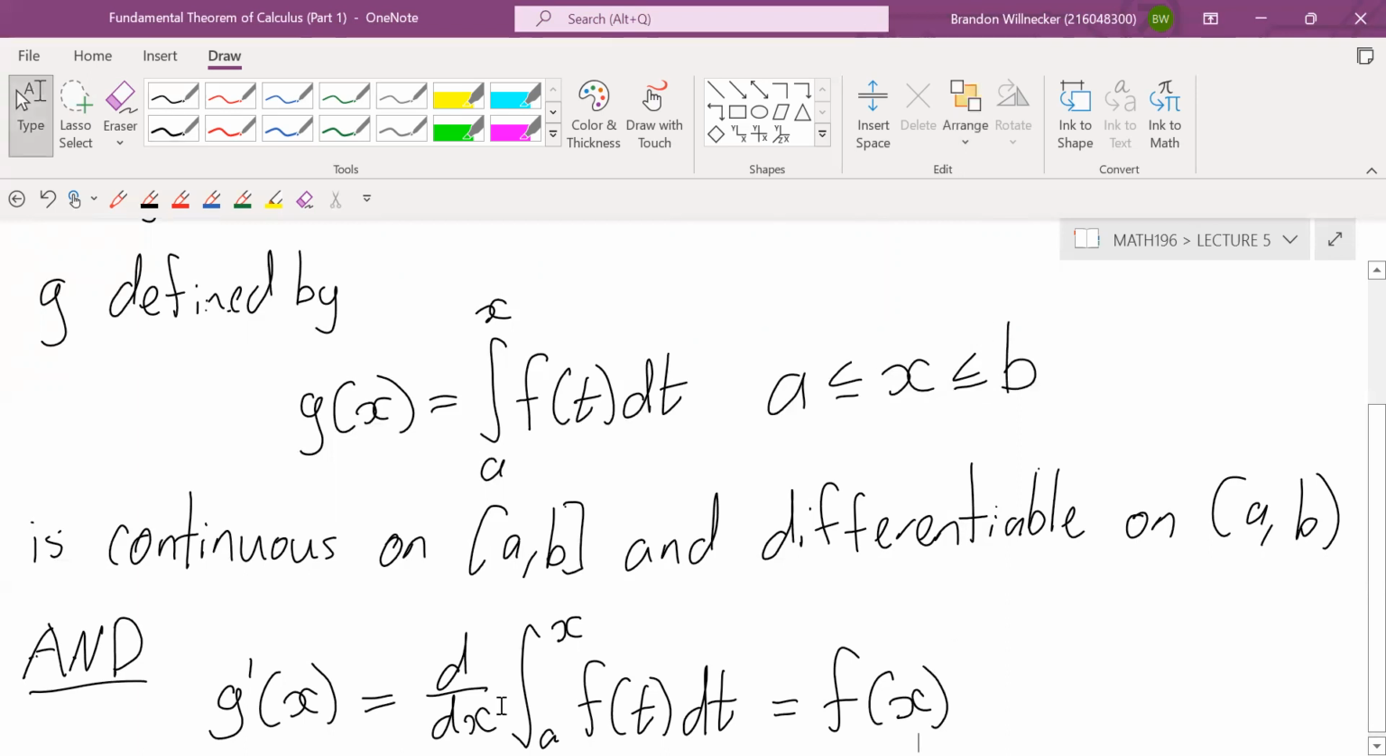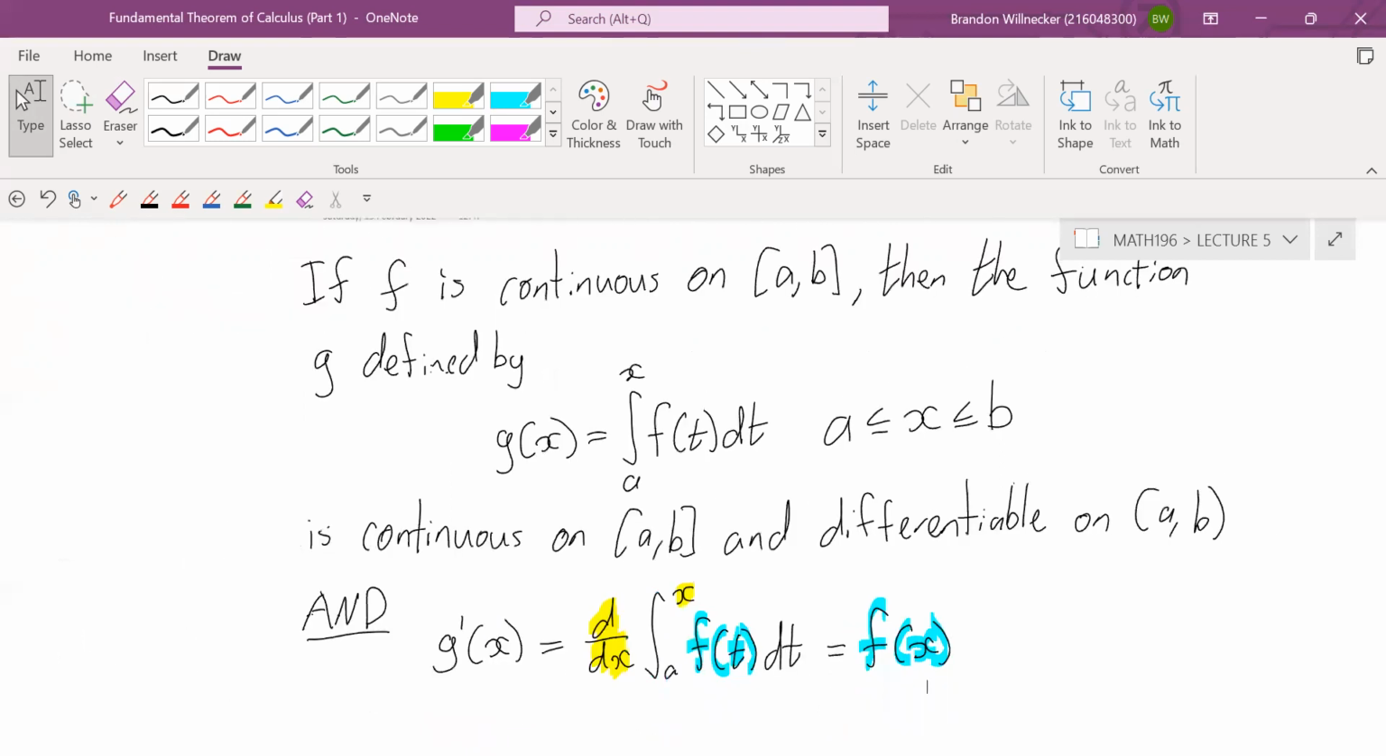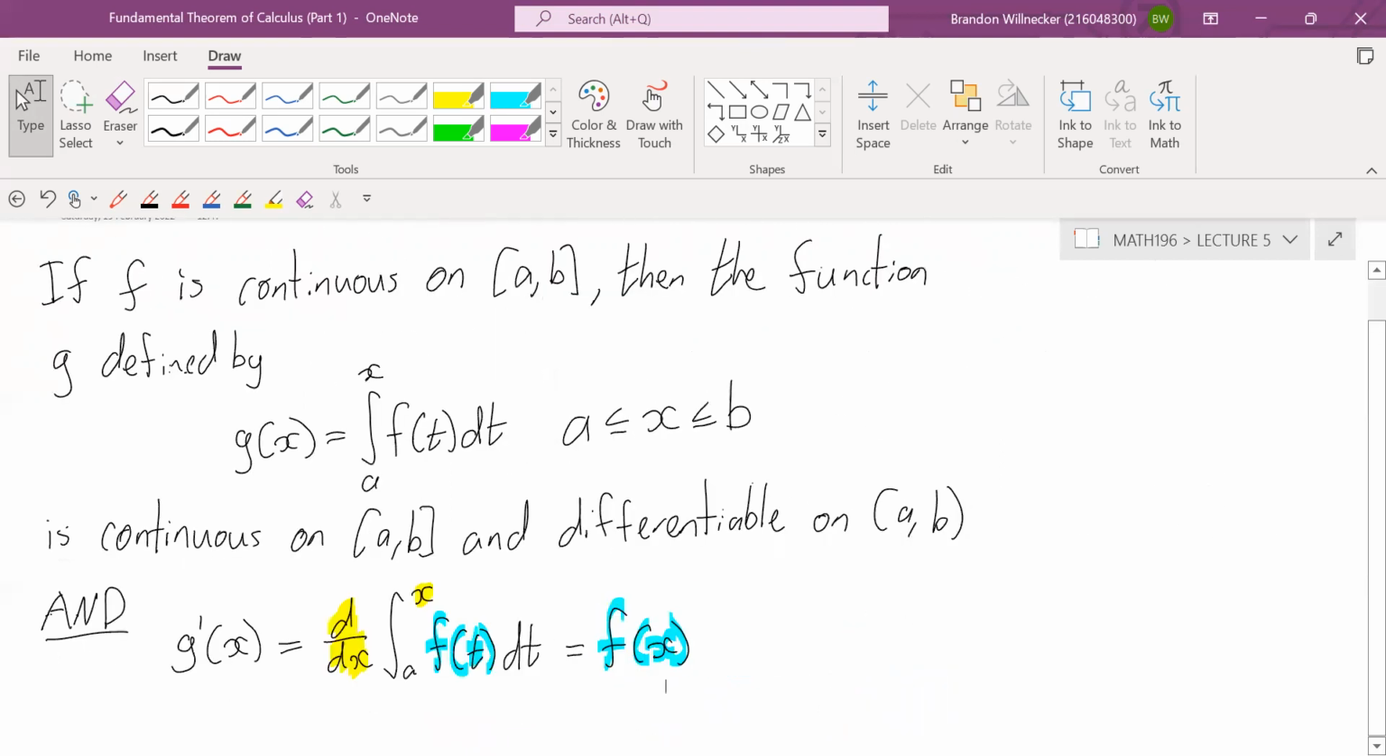In other words, taking the derivative out in front, so we're taking the derivative of this, where we have x as our upper bound, we see that the derivative and the integral cancel each other out. So we're just left with f. Here's f of t on the inside, the derivative and the integral cancel, and we're left with f, but now evaluated at x, the upper bound. Okay, that's it for the fundamental theorem of calculus. Let's go ahead and prove this now.